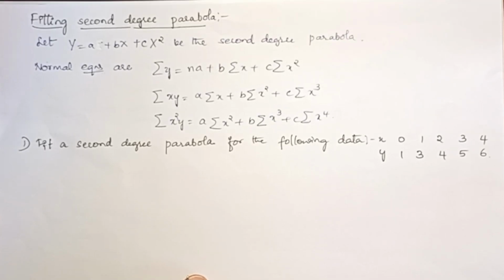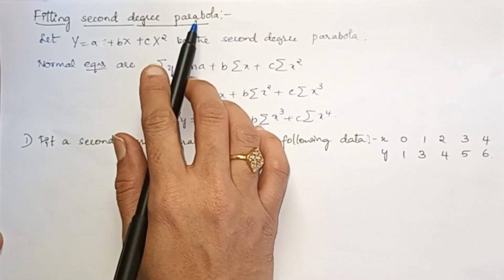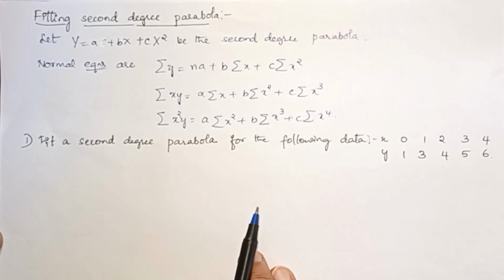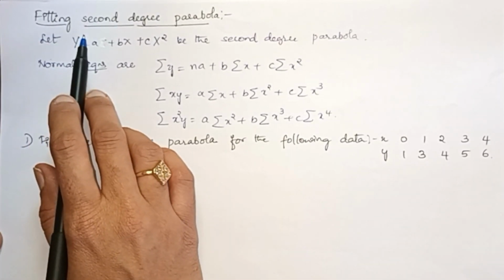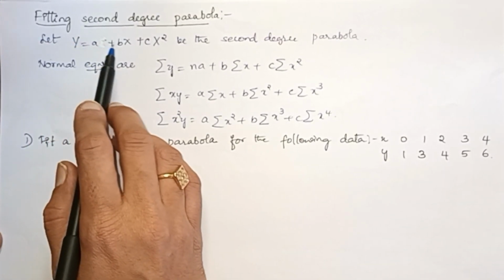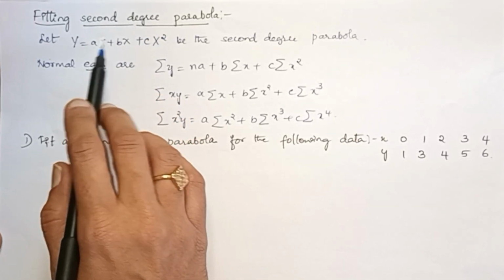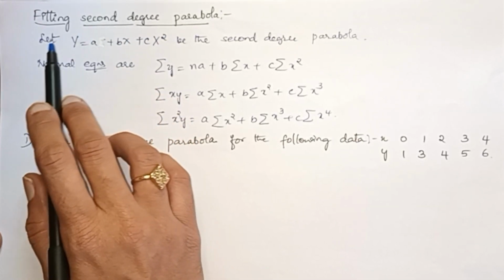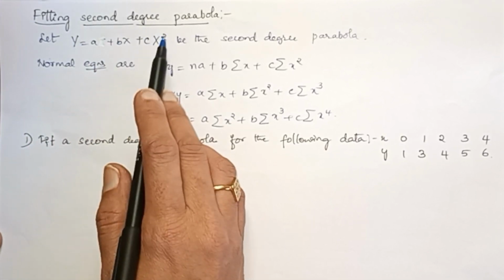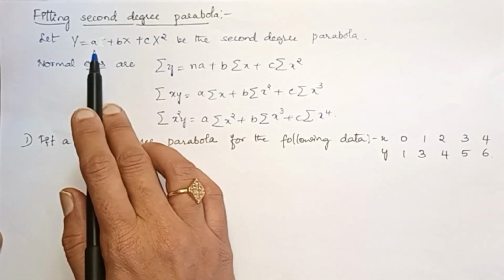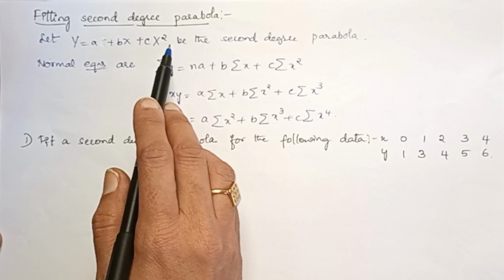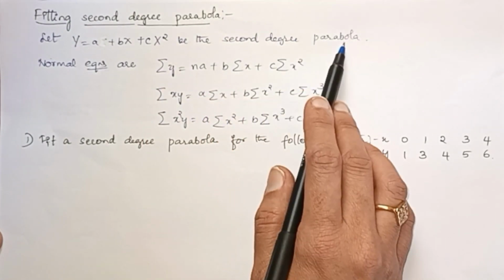Now, next is how to fit a second degree parabola into the given data. So, I have to consider the equation of the parabola as y equal to a plus bx plus cx square. For a straight line, it was just a plus bx. That is linear. Now it is second degree, so the power of x must go up to 2: a plus bx plus cx square. Let this be the second degree parabola.